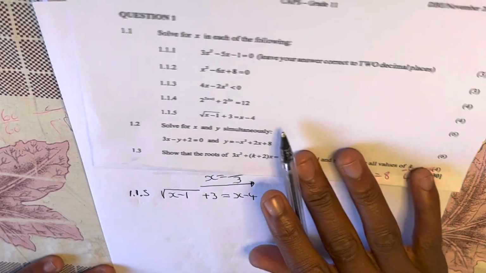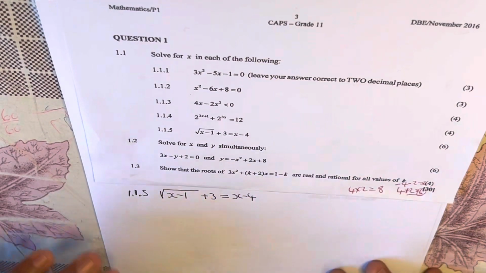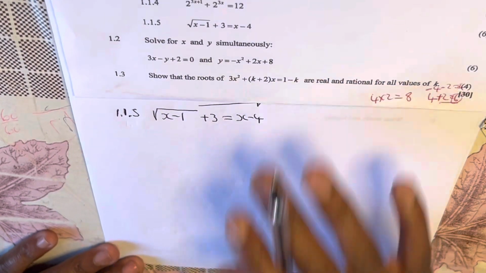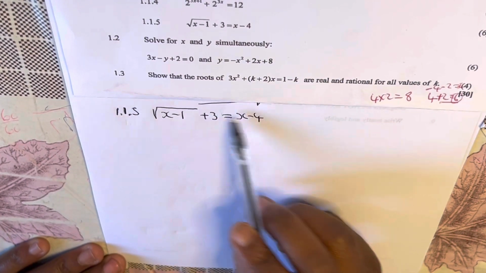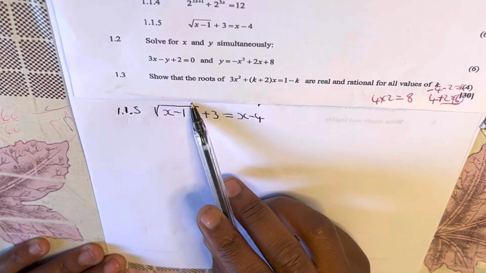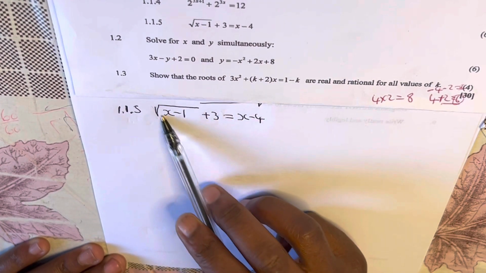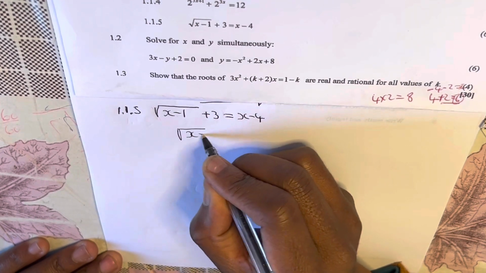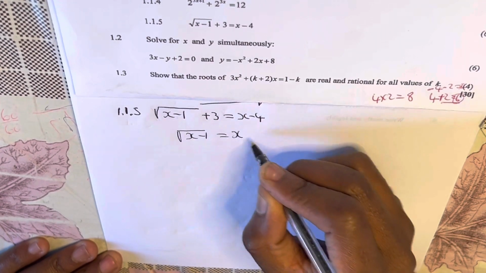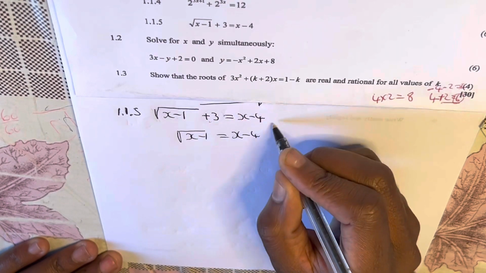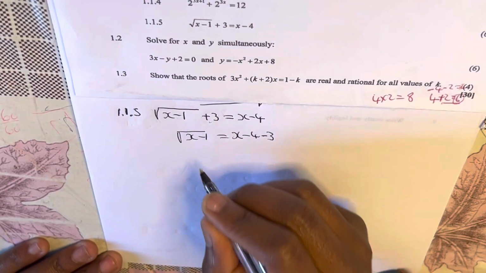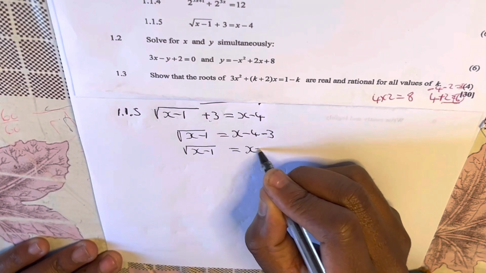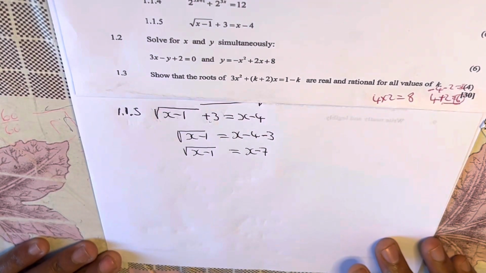So if this is the case, guys, what you need to do is transpose the number, take it to the other side so that we remain with the root and what is inside the root. So we will have x minus 1 is equal to x minus 4; when we transpose, it becomes minus 3, and then we have the root of x minus 1 is equal to x minus 7.